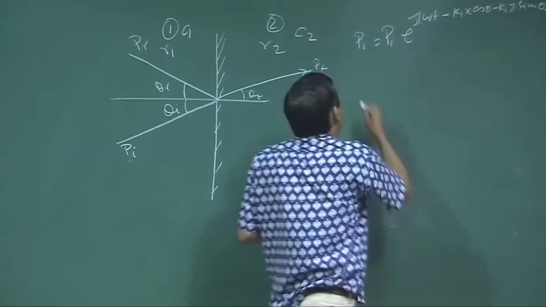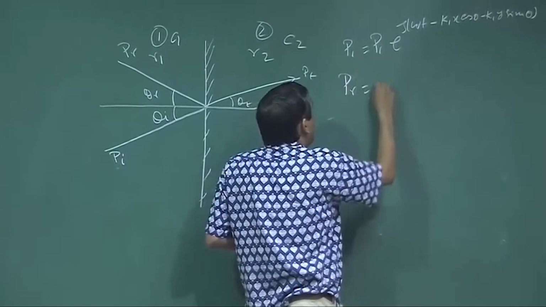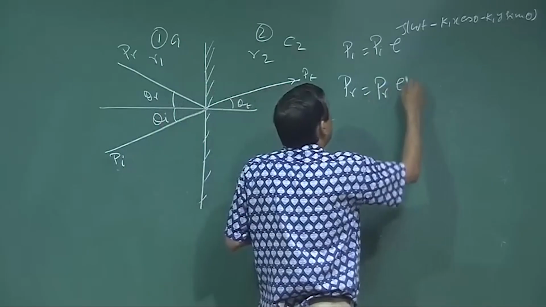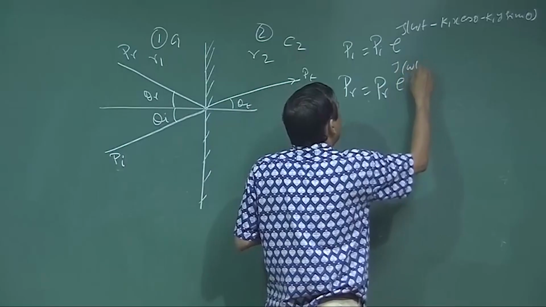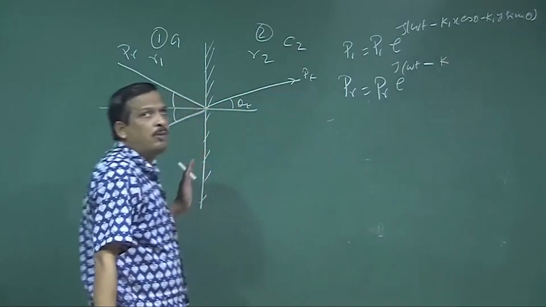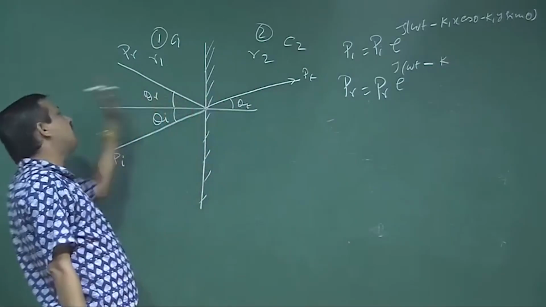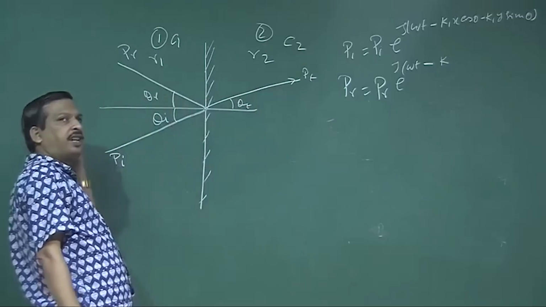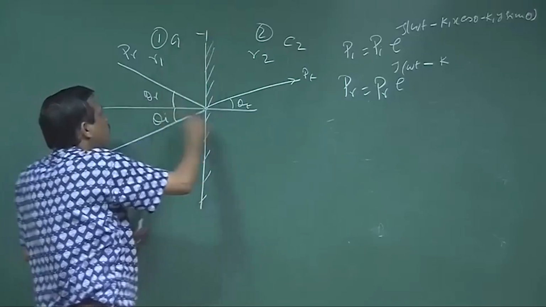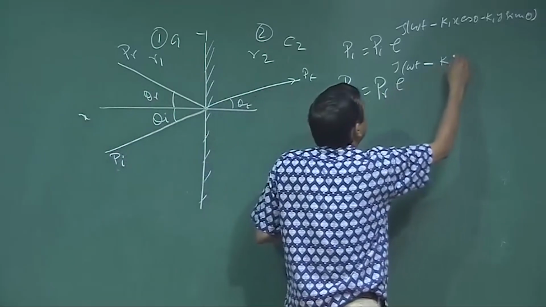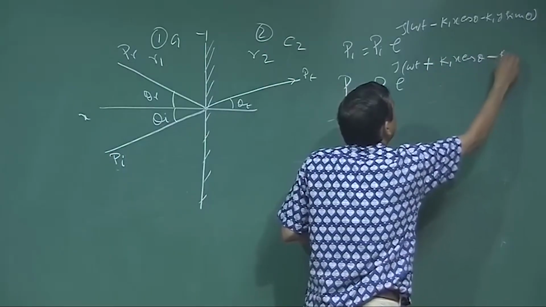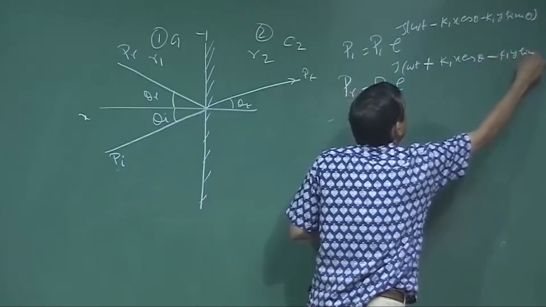Okay. Similarly, what is PR? The reflected wave, again in the xy plane, e to the power j omega t minus... why will it be minus or plus? It will be plus because it is in the negative x direction, but the y direction is positive. So this is the x axis and this is the y axis. So I can write k1 x cos theta, positive, minus k1 y sin theta.